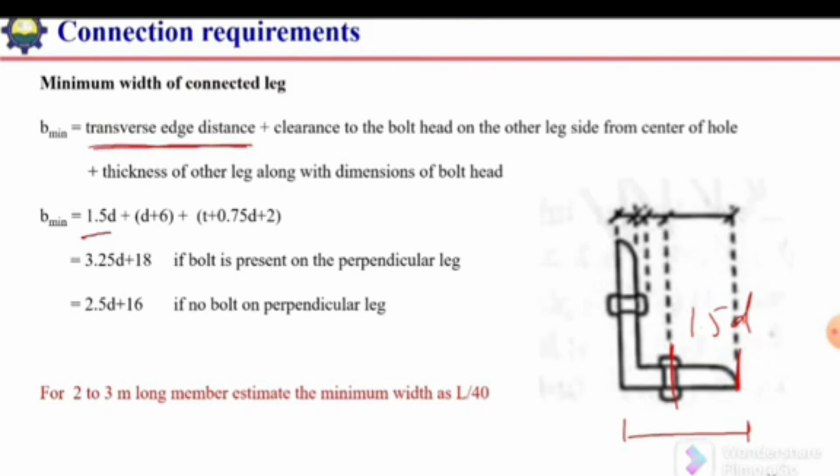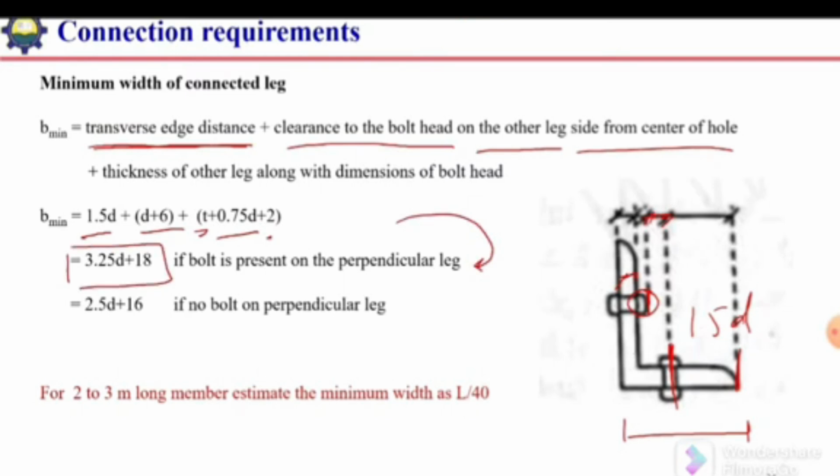Then the clearance to the bolt head on the other leg side from the center of the bolt. This distance from here up to here should be equal to d plus 6, so diameter of bolt plus 6 millimeter. Then the thickness of this transverse leg, or the perpendicular leg, plus the dimension of this bolt head, which is 0.75 times diameter plus 2 millimeter extra. So if we simplify this, it will become 3.25 times the diameter of the bolt plus 18 millimeter.